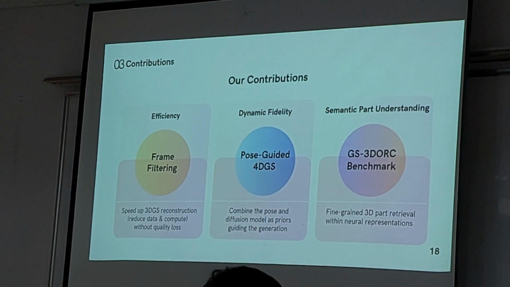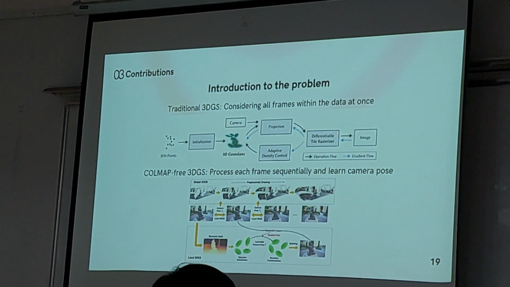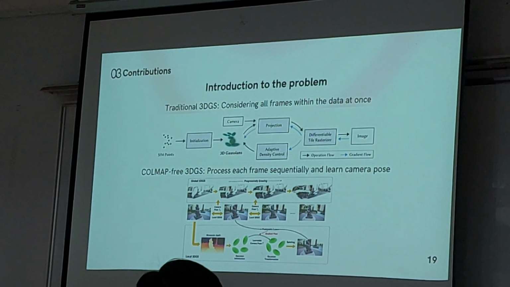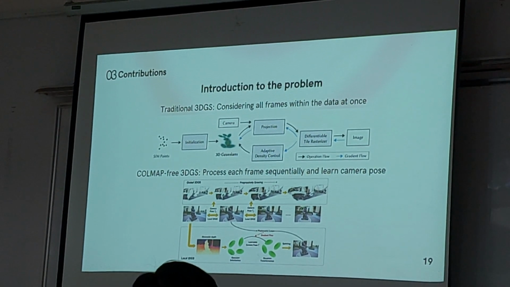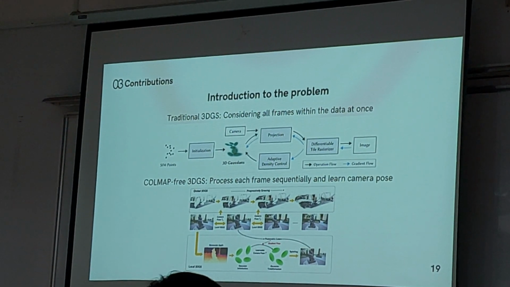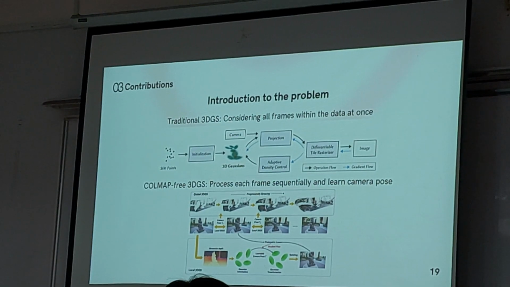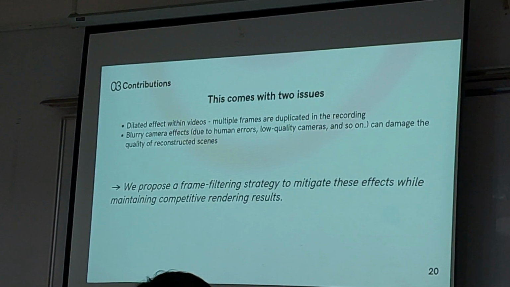contributions. As you can see, we have 3 contributions over here, again. So to start with, we'll start with the frame filtering contribution. Traditionally in 3D Gaussian splatting, we consider all frames within the data at once, whereas in COLMAP-free 3D Gaussian splatting, we try to learn the transformation between frames, so they are processed sequentially, but this essentially leads to 2 issues.